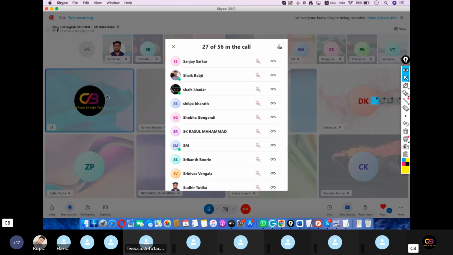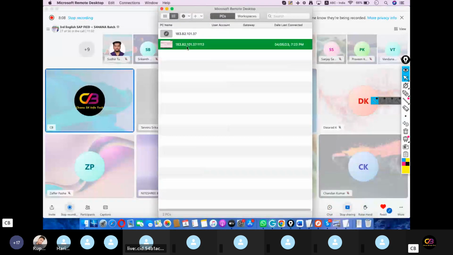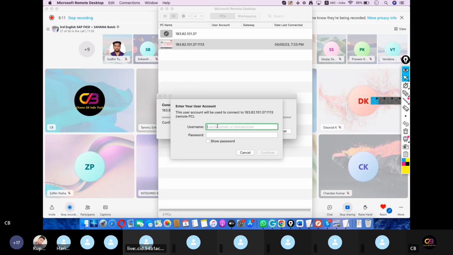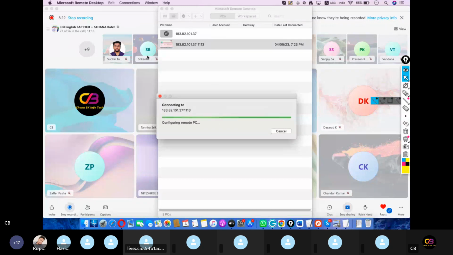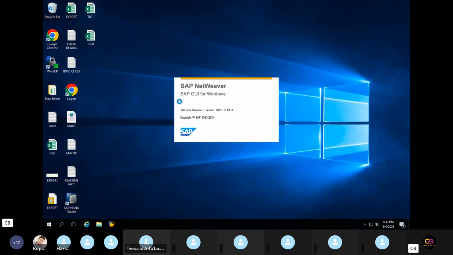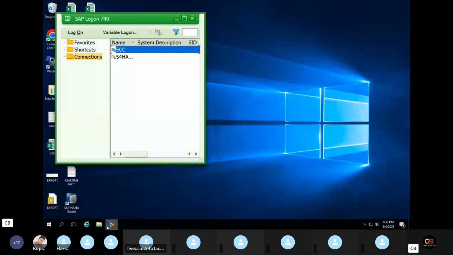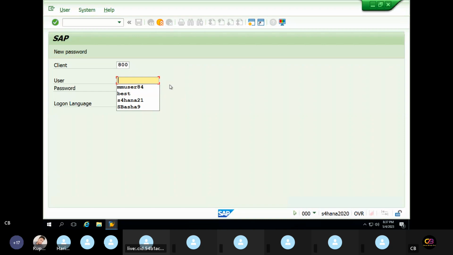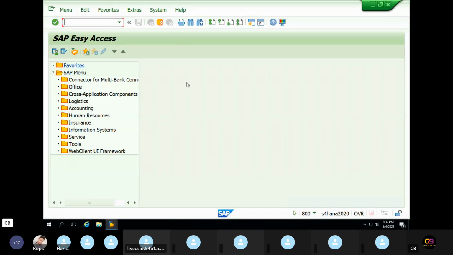So let's open my system. This is called the GUI. GUI means graphical user interface. This is ECC and this is S4HANA. I'm just opening the SAP S4HANA system. So this is a HANA system.